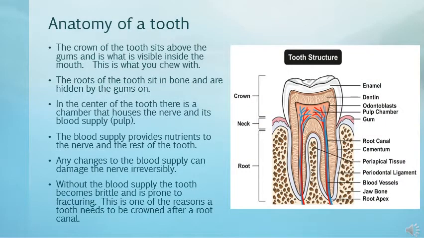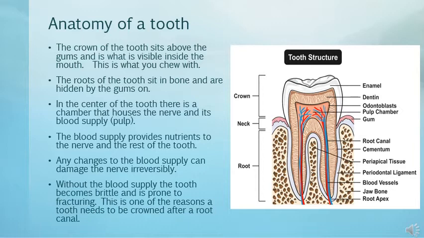I'm going to start by going over the anatomy of a tooth and the surrounding tissue. The crown of the tooth sits above the gums and is the part of the tooth that is visible inside the mouth. This is the part of the tooth you chew with. The outside of the crown is made out of a strong, non-porous protective layer called the enamel. Inside the enamel is a softer porous material called dentin.